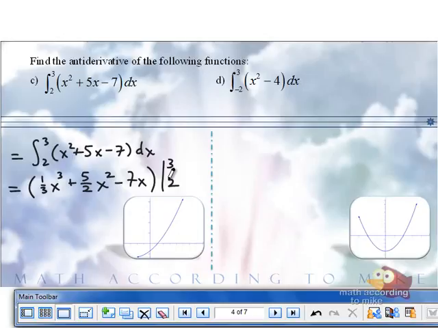Now what do we do? Plug in 3 and 2. So the first one does not need parentheses around it. The second one, we need to put parentheses around it because we have to distribute a negative through.